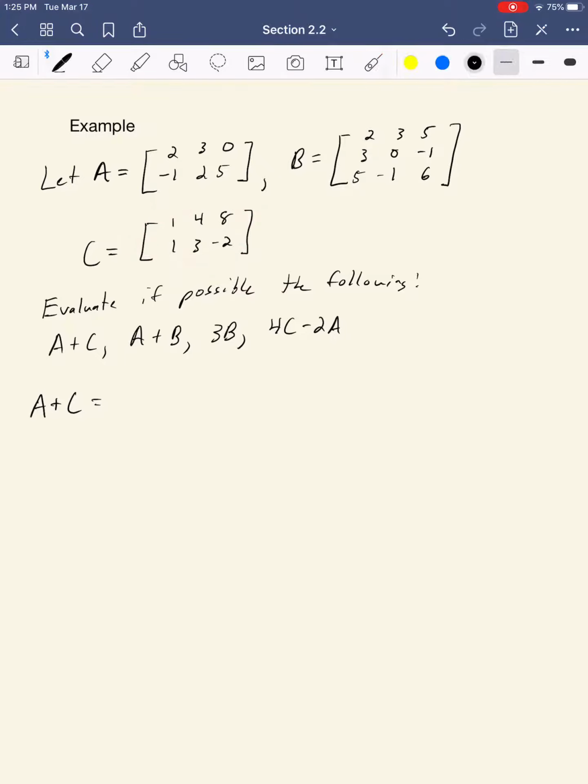add them. A plus C is just going to be doing that addition element-wise, so it looks like we'd get 3 from adding 2 and 1, then we'd get 7 from adding 3 and 4, and then 8 from adding 0 and 8. Then we'd get 0 down here from adding negative 1 and 1, 5 from adding 2 and 3, and then 3 from adding 5 and negative 2. So A plus C would be that 2 by 3 matrix.